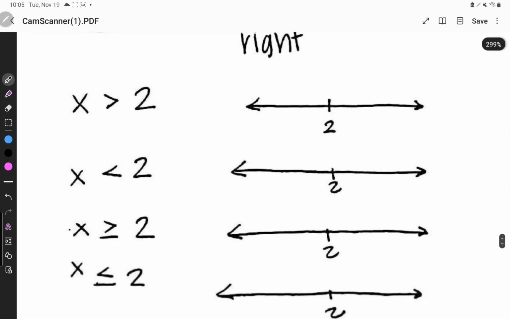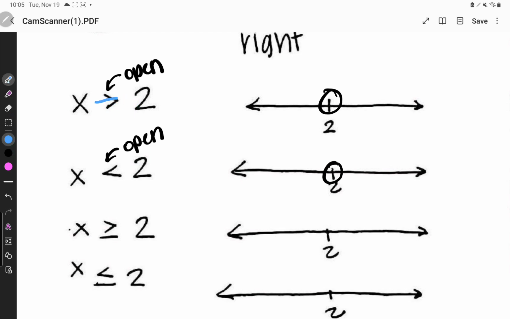This right here is just your graphing. So if it doesn't have a line under it, it's open. So these are both open because it doesn't have a line. So I put an open circle around my 2's. Then I just make a little arrow, and that will tell me the direction it goes. And I can only do that if x is on the left side. It's all numbers that x is greater than 2, so it goes that way. This one is all numbers that x is less than 2, so it goes this way.